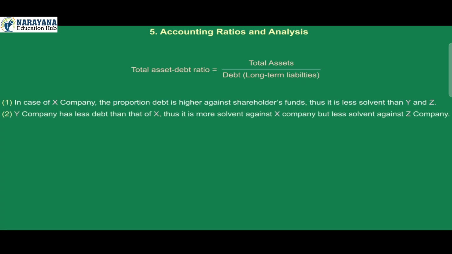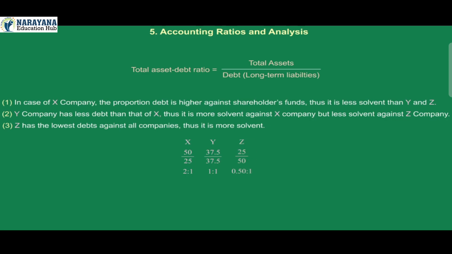2. Y company has less debt than that of X. Thus, it is more solvent against X company, but less solvent against Z company. 3. Z has the lowest debts against all companies. Thus, it is more solvent. X 50 divided by 25, 2:1. Y 37.5 divided by 37.5, 1:1. Z 25 divided by 50, 0.50:1.